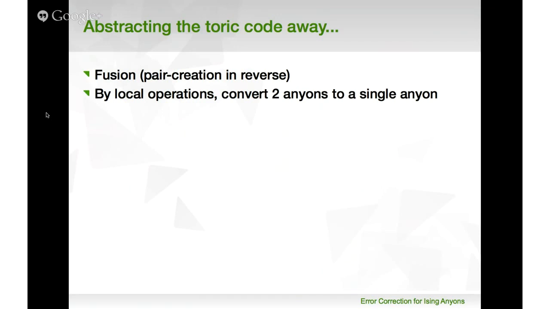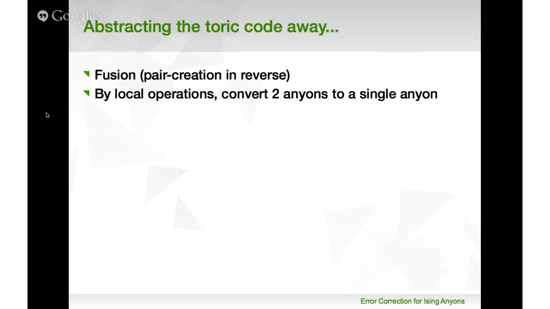Okay, so there are certain features of this toric code which we want to understand in such a way that we can abstract naturally to more general anyon models. And one of them is fusion. So what's fusion? Well, we all know what particle pair creation is. Particles can be created out of the vacuum as long as the sum of their quantum numbers obeys, as well as numbers like momentum, all the relevant conservation laws that we know about.